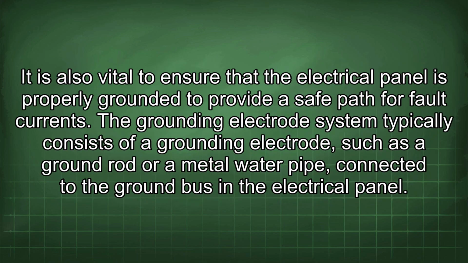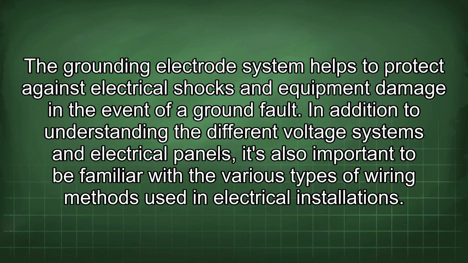It is also vital to ensure that the electrical panel is properly grounded to provide a safe path for fault currents. The grounding electrode system typically consists of a grounding electrode, such as a ground rod or a metal water pipe, connected to the ground bus in the electrical panel. The grounding electrode system helps to protect against electrical shocks and equipment damage in the event of a ground fault.